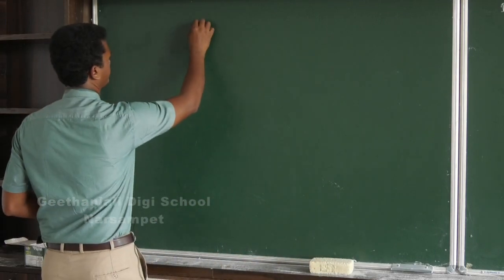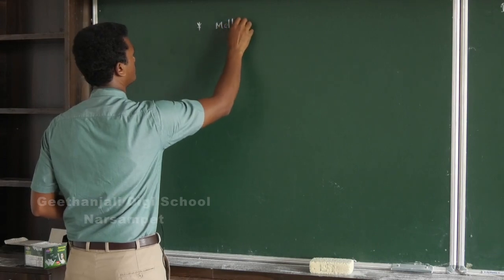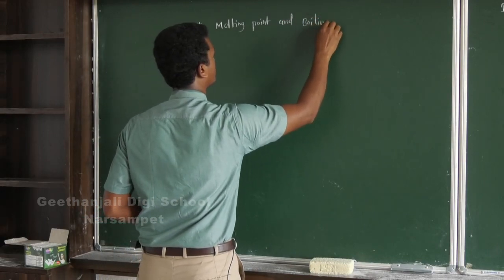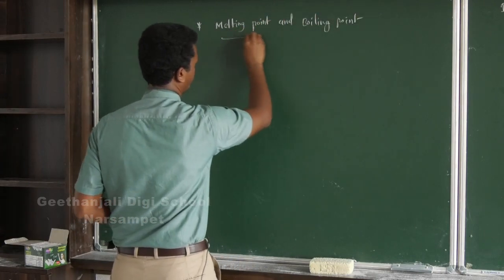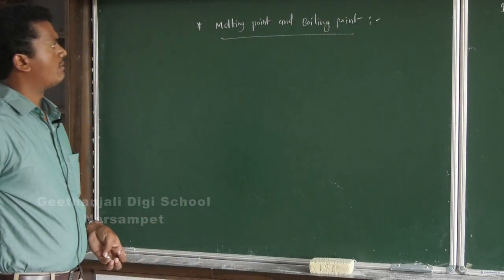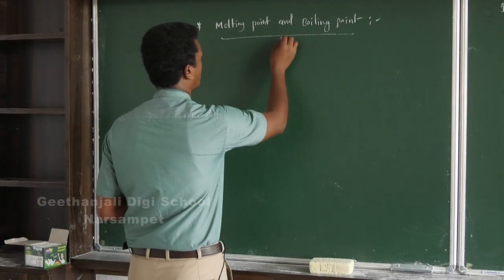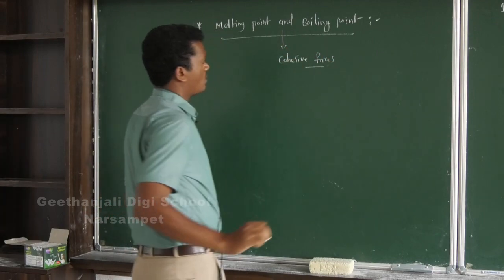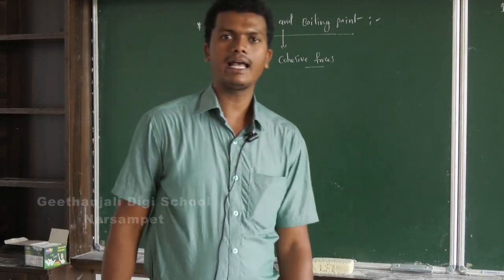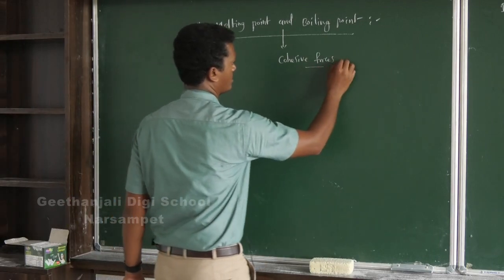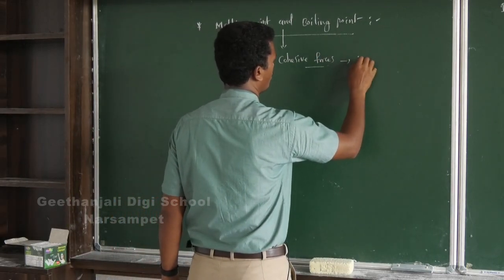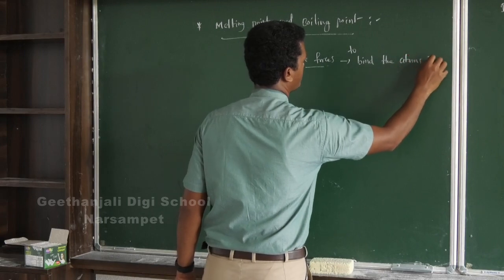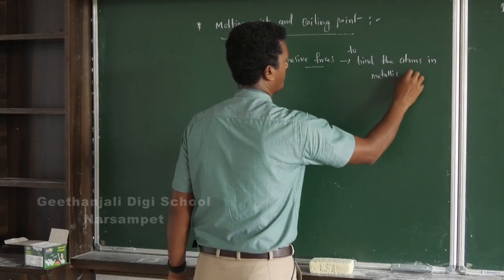So the next property is melting point and boiling point. Melting point and boiling point depend on cohesive forces. Cohesive forces are helpful to bind the atoms in a metallic crystal. What are the cohesive forces? These are the forces which are helpful to bind the atoms in a metallic crystal.